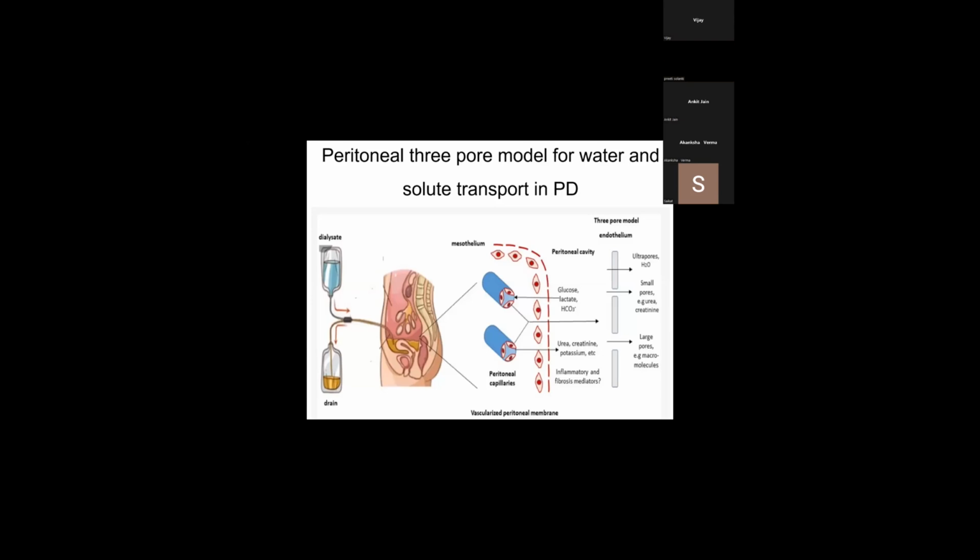Now, this is the peritoneal three-pore model for water and solute transport in peritoneal dialysis. Dialysate is instilled into the peritoneal cavity, and then it is drained out through the drain into the urobag.